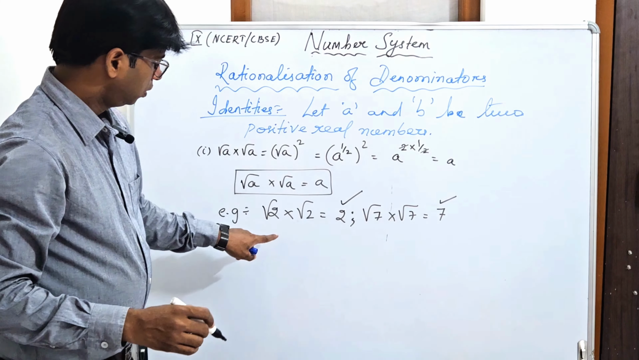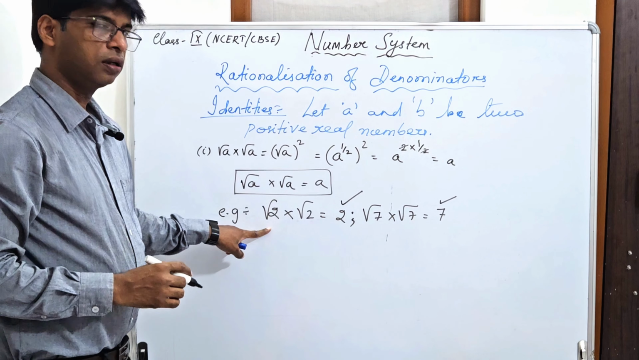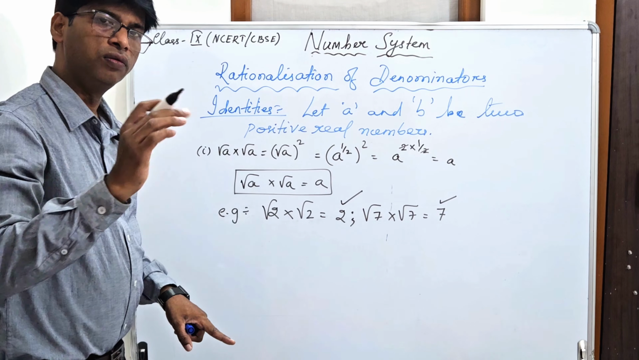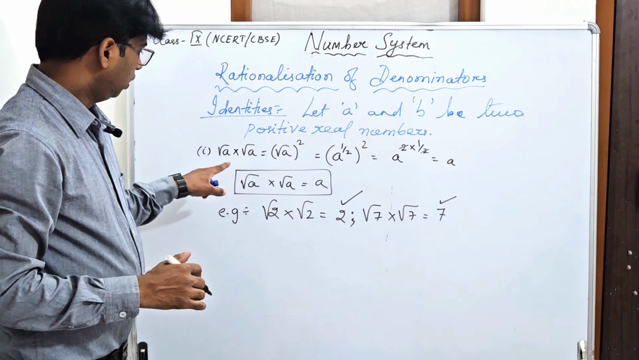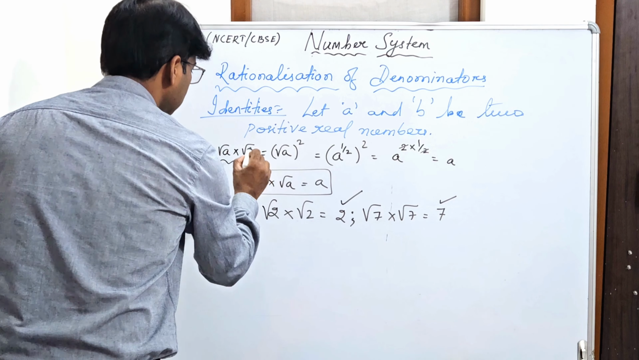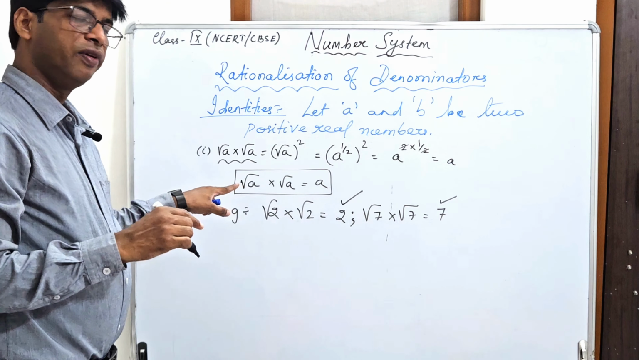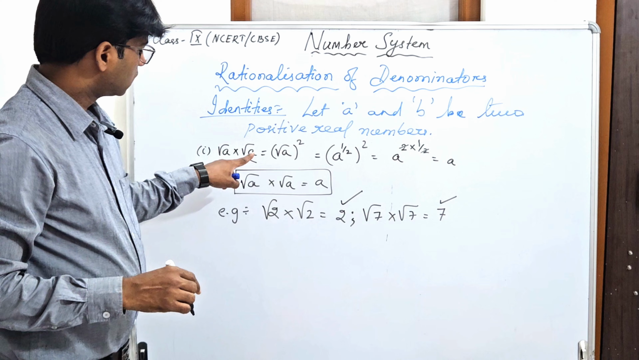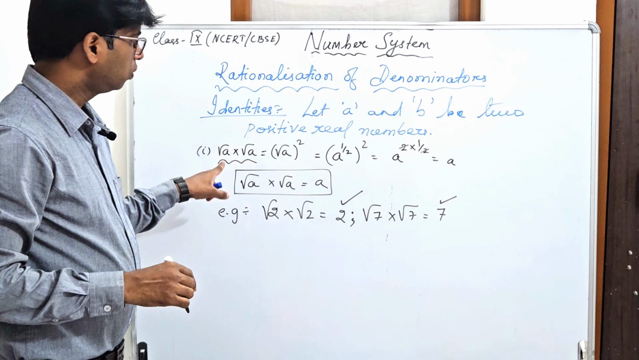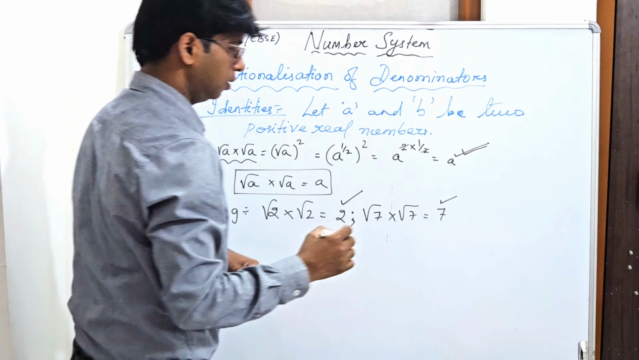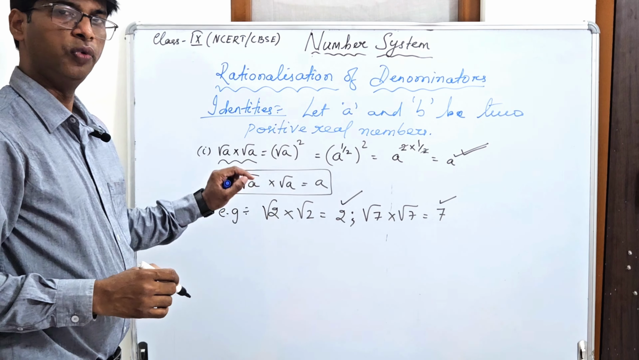And that's why we say, if asked what will be the rationalizing factor of root 2, I can say root 2 is the rationalizing factor of root 2. Like that, what will be the rationalizing factor of root a? Simply I will say root a is the rationalizing factor of root a, because due to that only we get a rational number, that is a. So similarly, some examples I have put here.